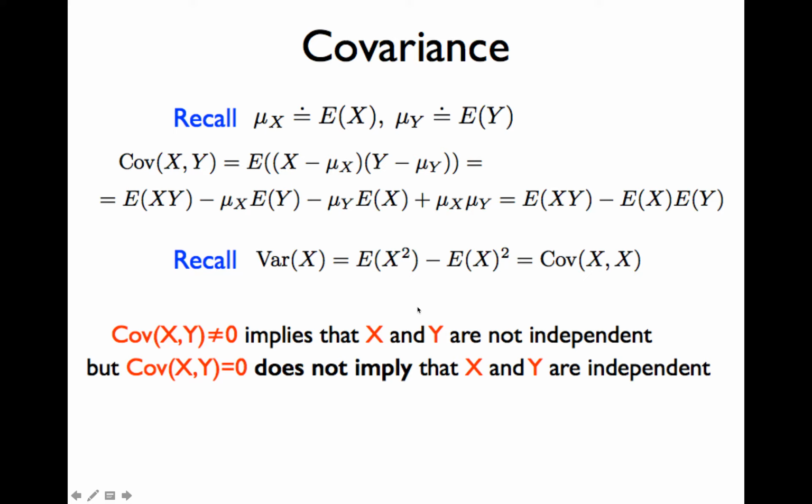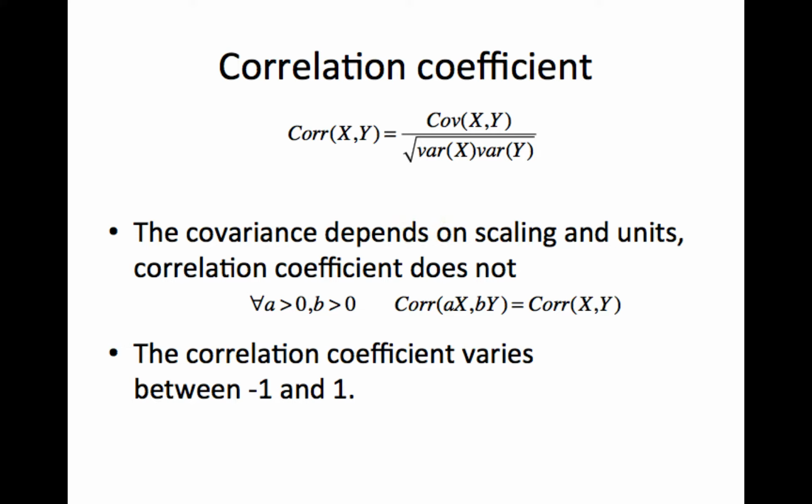The correlation coefficient is simply a scaled version of the covariance, where we divide the covariance by the square root of the variance of X times the variance of Y. And therefore, the covariance depends on scaling, but the correlation coefficient does not depend on scaling. And the correlation coefficient is always between -1 and 1. So we tend to think about covariance in terms of the correlation coefficient, which doesn't depend on the units with which we measure these two random variables.